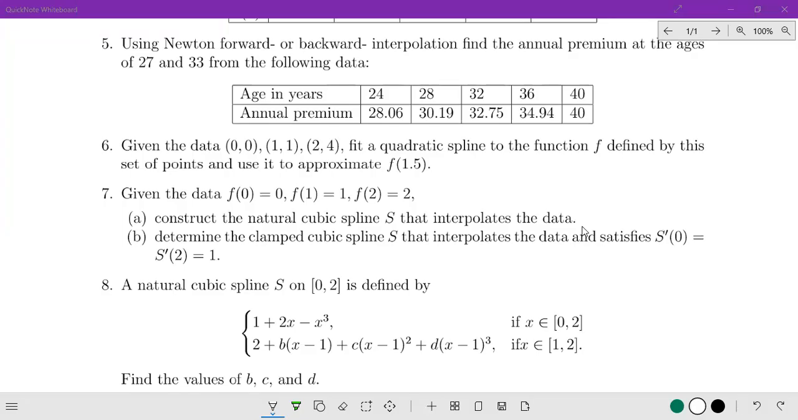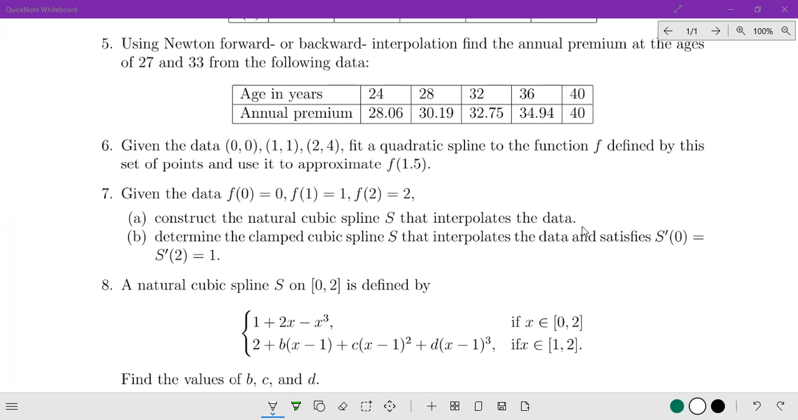Okay, so in this video, I'll focus on question number 7, and to be specific, question number 7A. This question is about cubic spline.